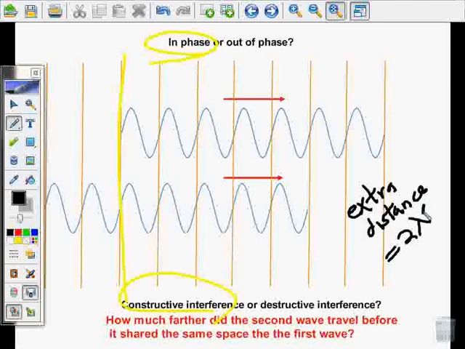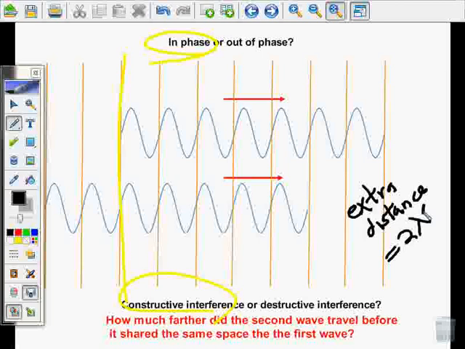So, are you starting to see the pattern? If we're going to get constructive interference, the extra distance that the lower wave has to travel always has to be equal to a certain thing. And what is that certain thing? Can anyone answer that question? Let's go to Michelle in the back. Would it be n lambda?